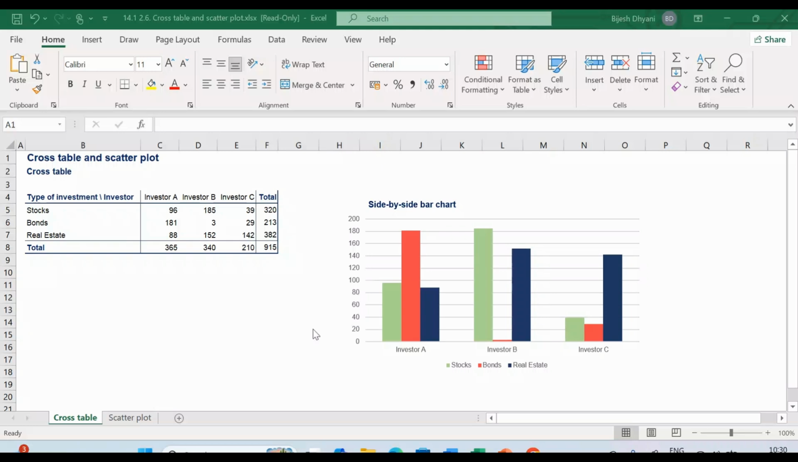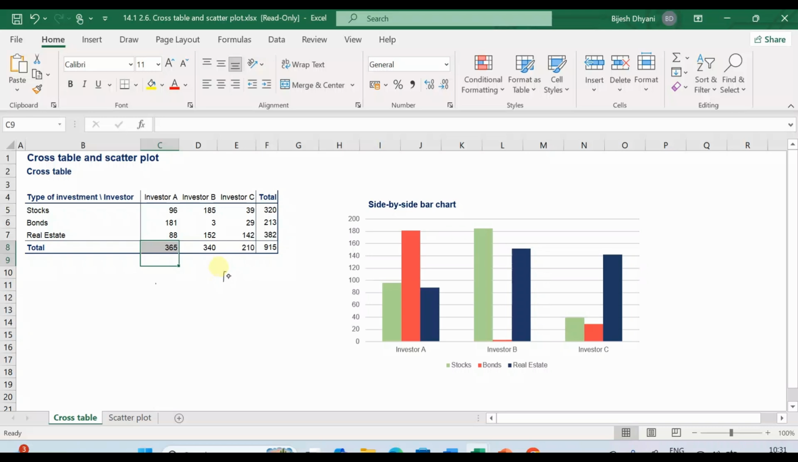It is good practice to calculate the total of each row and column, as they are often useful for further analysis. You can see that the row total gives us the total investment in stocks, bonds and real estate. The column total gives us the total holdings of each investor. We can also use a side by side chart. Once we have created a cross table, now we have created a cross table.